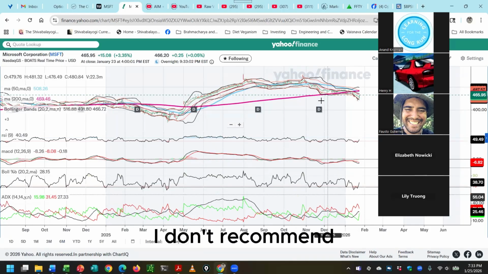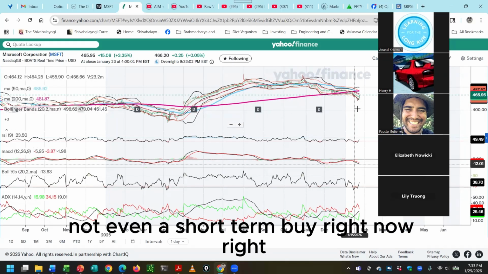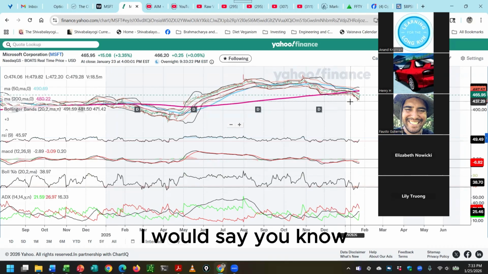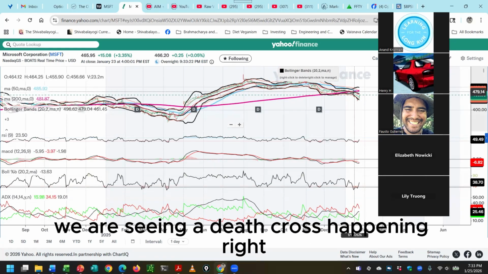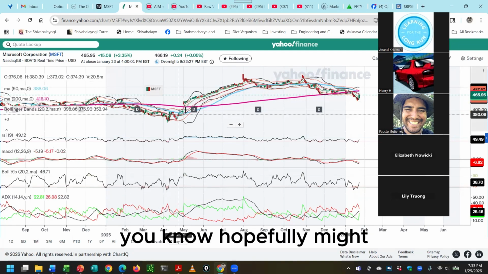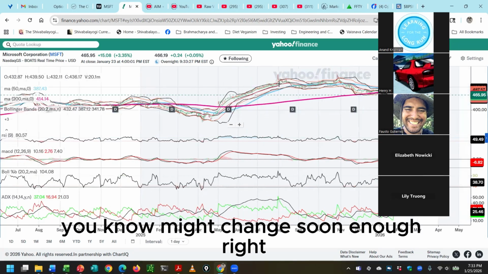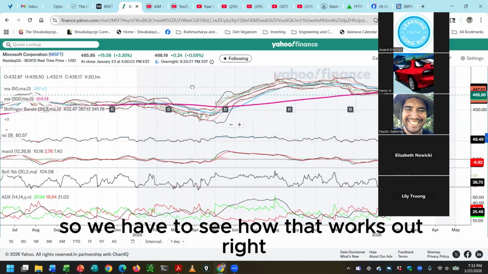So yeah, I don't recommend even a short-term buy right now, right? I would say a couple of problems here, right? We are seeing a death cross happening, right? At the moment, which again, hopefully might change soon enough, right? So we have to see how that works out, right?